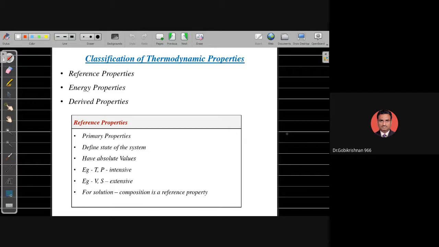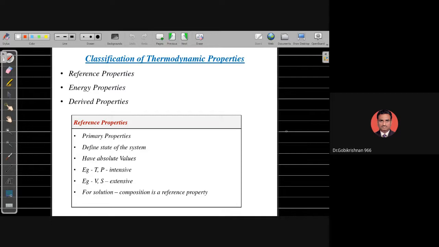Okay. We are dealing with module number 3, classification of the thermodynamic process properties. Three different properties are there: reference properties, energy properties, and derived properties. Reference properties, we can call them absolute properties. The primary properties such as temperature, pressure, and volume can be called reference properties.